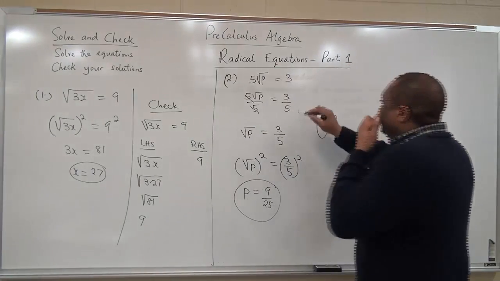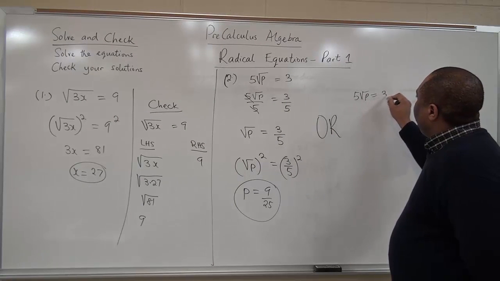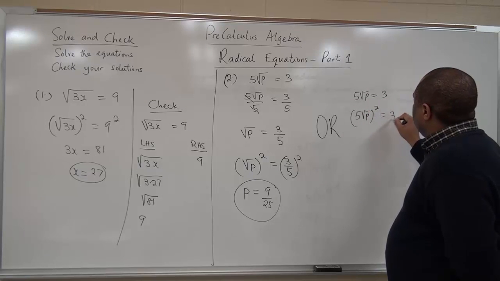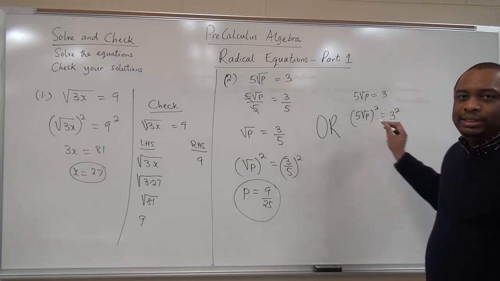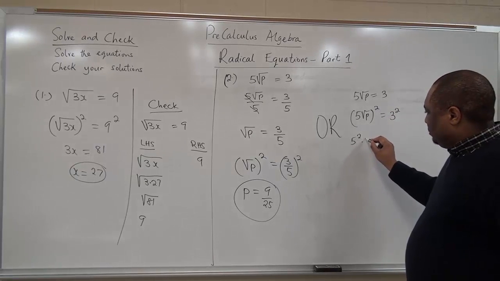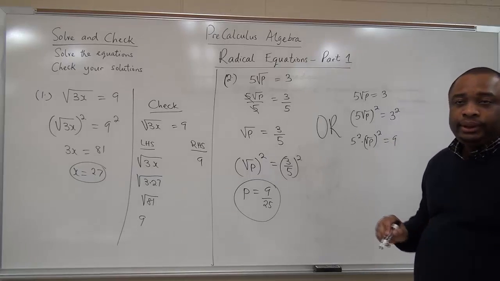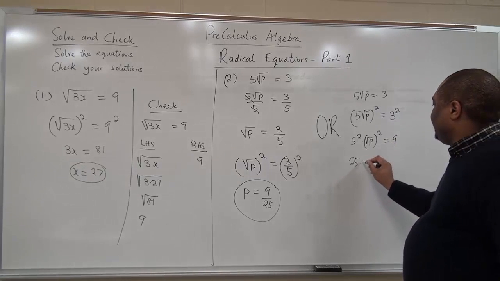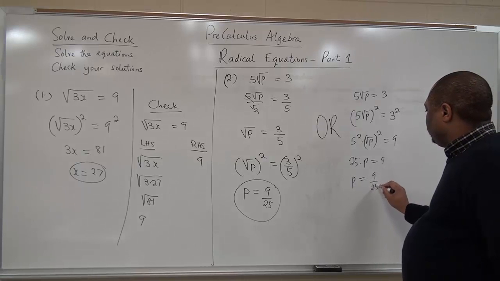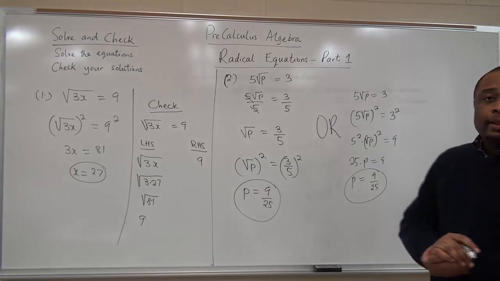Or, you can go ahead from here. You do 5 root p equal to 3. You square both sides. Now, once you do it like this, this means 5 squared times root p all squared equal to 9. And this is 25 times p equal to 9. And then our p will be 9 over 25. So whichever way you choose, that's fine.